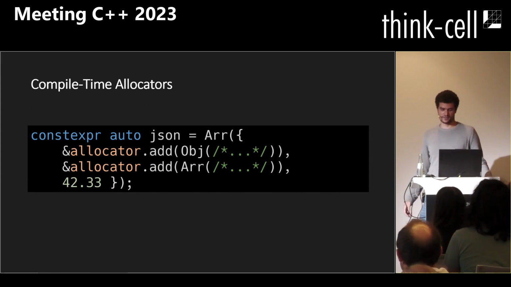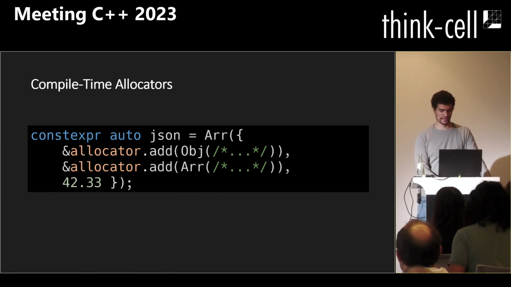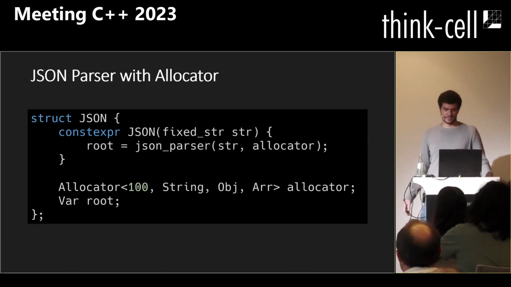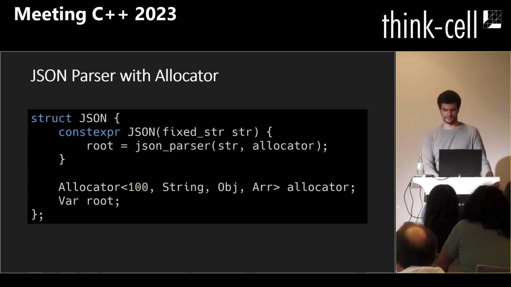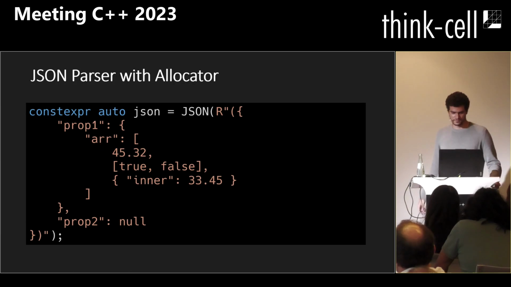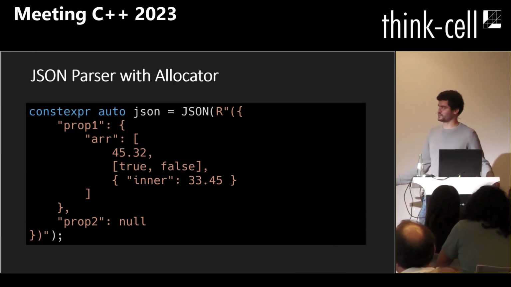Now we can replace the calls to new with calls to allocate or add and store the JSON in a constexpr variable. We pass the allocator along with our input string to the JSON parser and store the result as the root of the JSON value. Below you can see an example of how to create. Here you can see that the allocator and the root are stored in the same struct because they must live together. And here you can see an example of how we can create a compile-time JSON from a string.